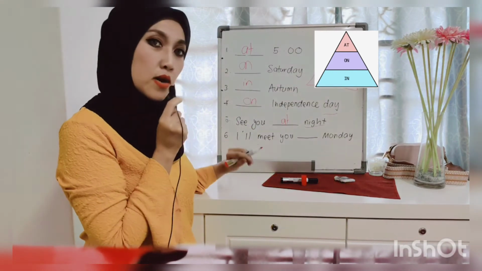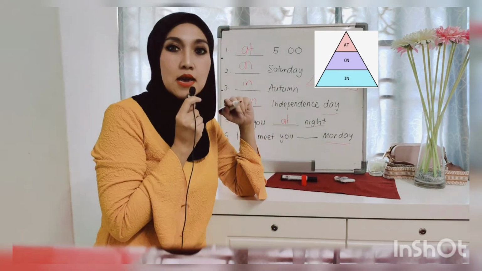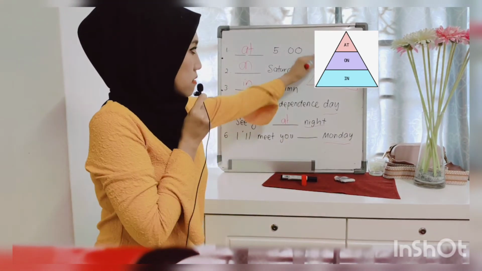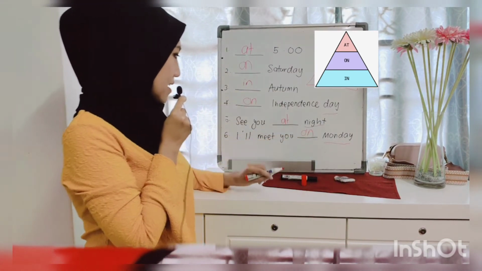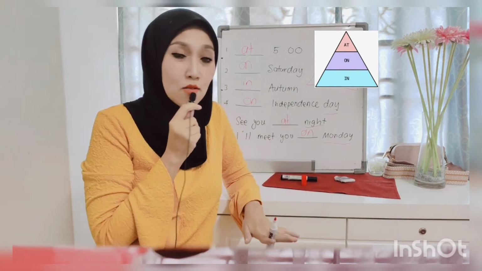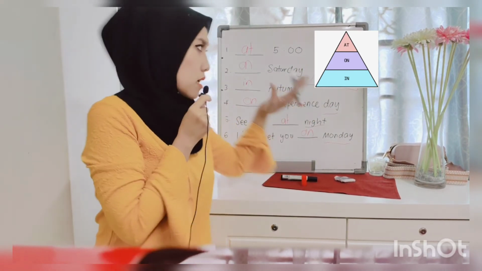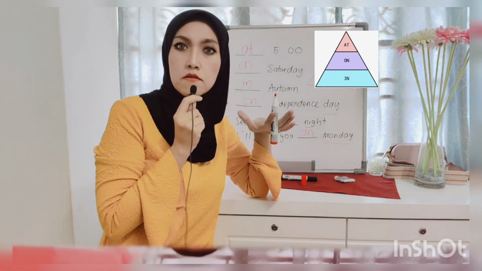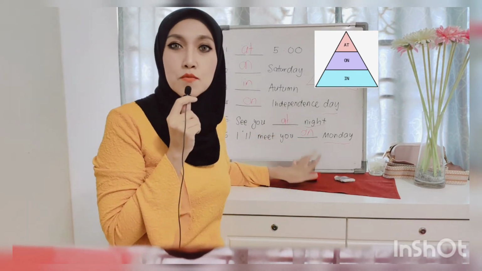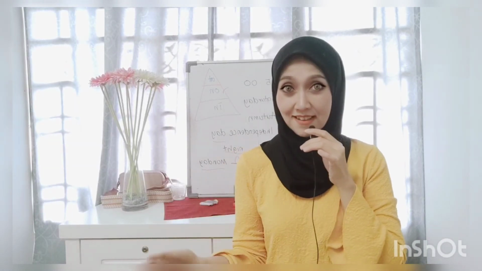Next, the last one: I'll meet you Monday. The time here is Monday. Monday is one day. So when it comes to one day, we use on. I'll meet you on Monday. See? Easy peasy. Now when you can understand this triangle method, it will help you a lot when you want to answer this kind of question. As usual, we will do enrichment activities after this.